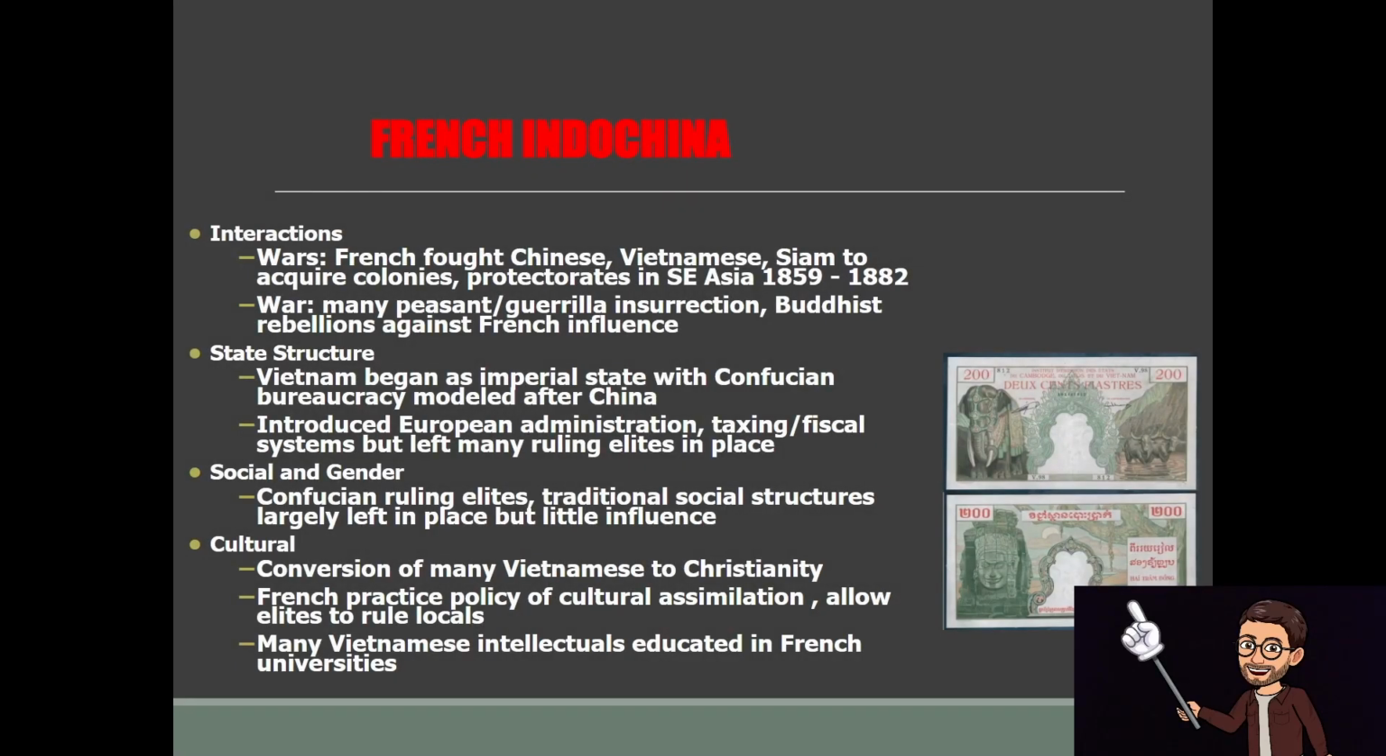Let's talk about French Indochina. Now, the French are going to fight the Chinese, the Vietnamese, and the Siamese to acquire colonies and protectorates in Southeast Asia. If you remember back to last unit, we talked about Vietnam before, and they've always had somebody trying to conquer them, and they've always been in a state of revolution. So when the French come in and take over, the French will always be fighting against the Vietnamese people, and these are going to be peasant guerrilla insurrections and Buddhist rebellions against the French influence. The French will always have an extremely difficult time keeping their colonies. I mean, they'll keep them, right? They'll put down the rebellions, but it's still more difficult for them to do so.